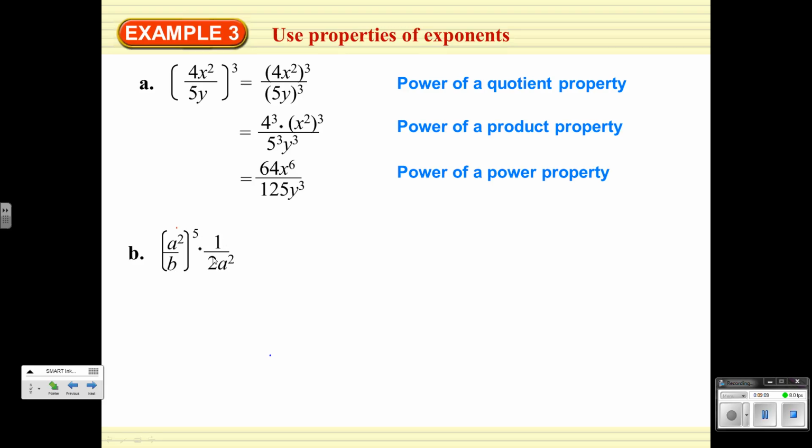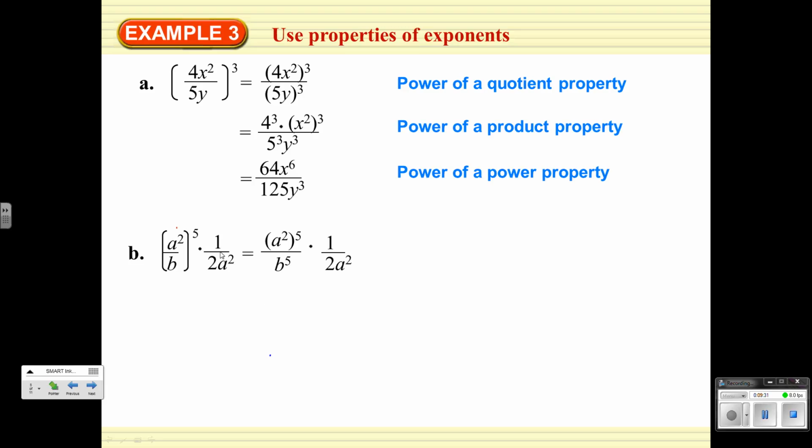We've got some division here with some multiplication in the middle. Let's take it just step by step. So let's do power of a quotient. We're going to take this 5 and put it with everything inside the brackets. So a squared to the 5th and then my b to the 5th. So we just put it with everything.